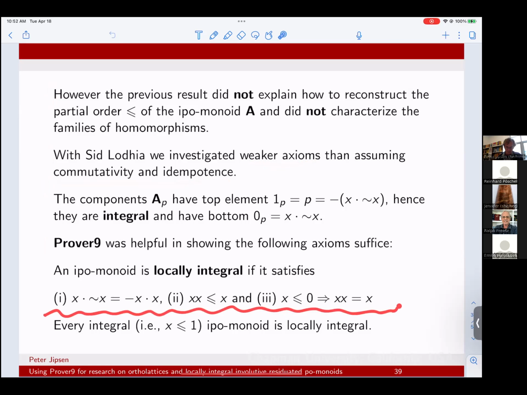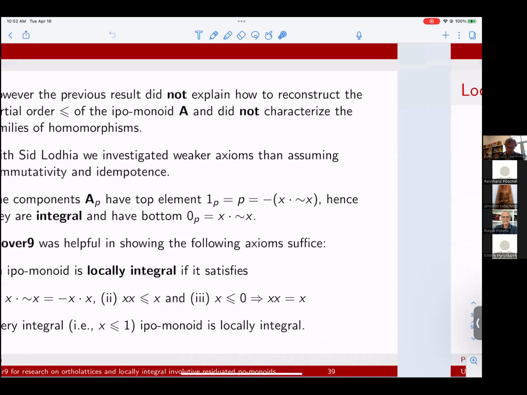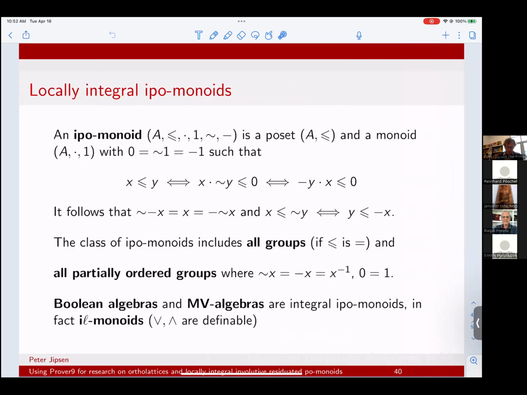And in residuated lattices, integral just means that the identity is the top element of your algebra. And if you're integral, then you're automatically locally integral. But locally integral is much weaker. And then we were able to prove that there's a nice structure theory for these locally integral IPO monoids.